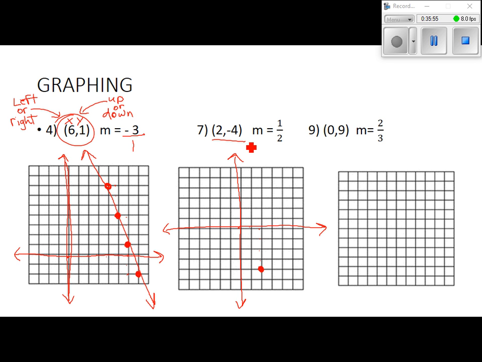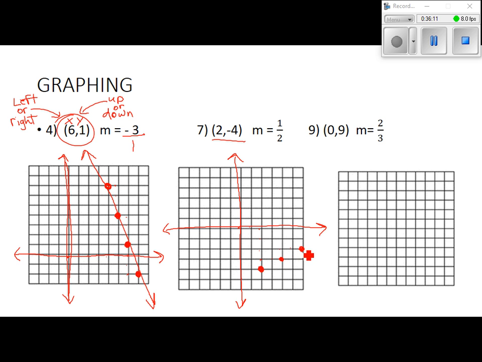What's the slope tell us to do this time? Up 1 and to the right 2. Everybody agree with that? So up 1 to the right 2.